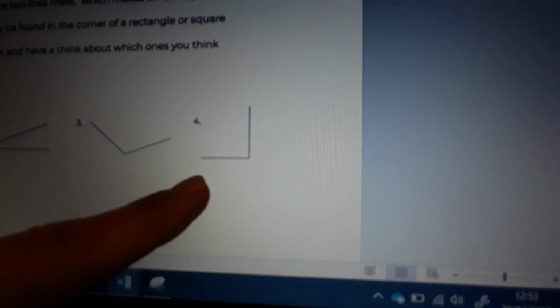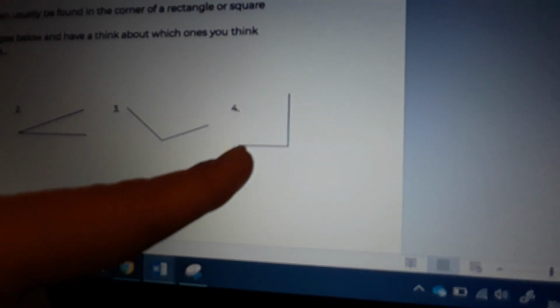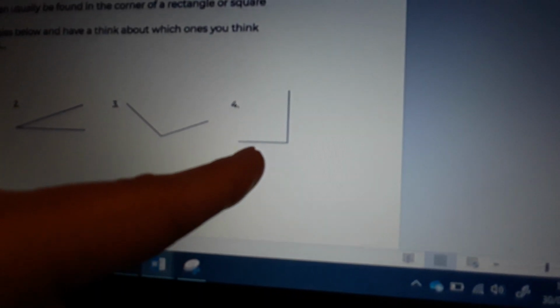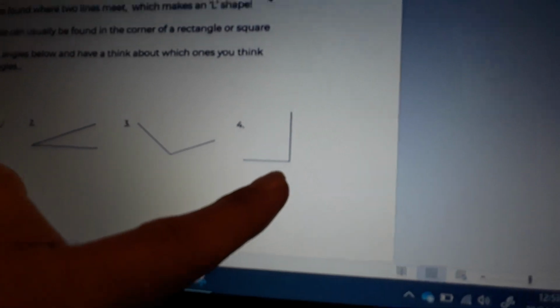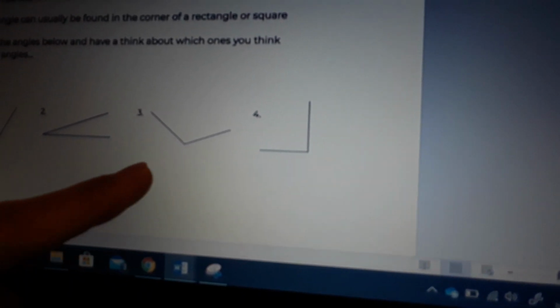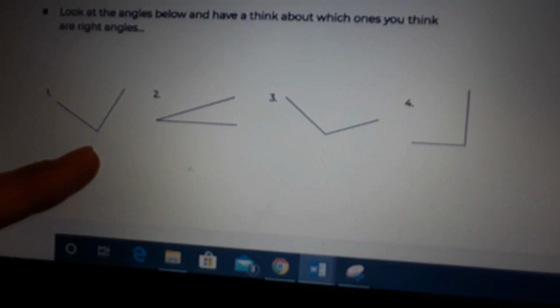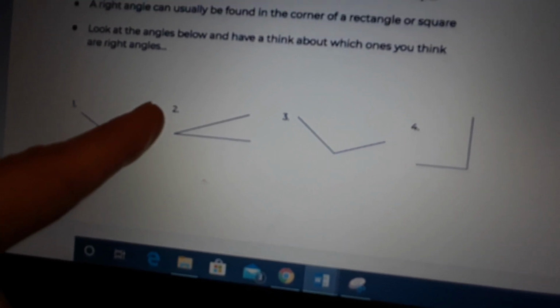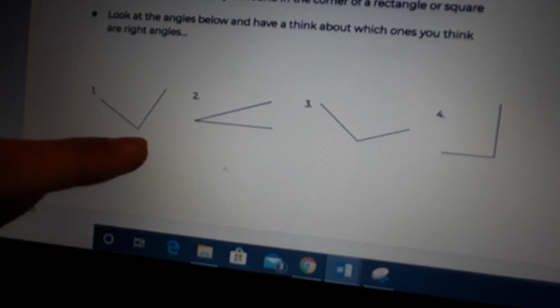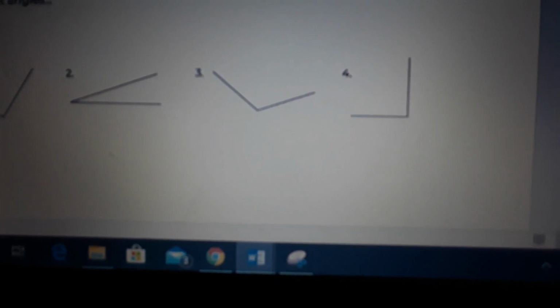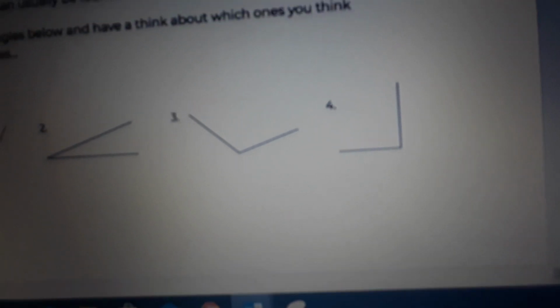Okay, so we know that 4 is definitely a right angle because it's got the L shape, even though it's going the other way. Then if we look closely at number 1, if we turn our head slightly to the left, we can then see that we have got that L shape. So number 1 is also a right angle.